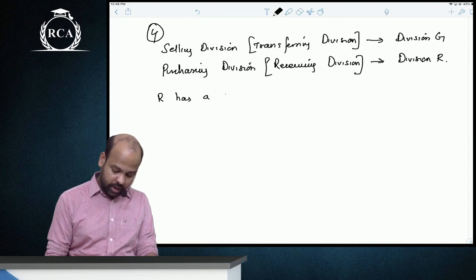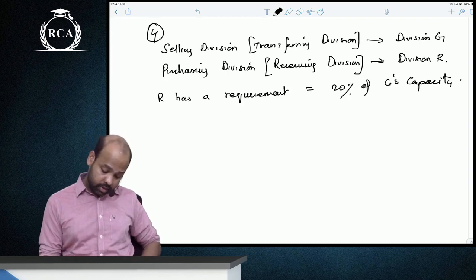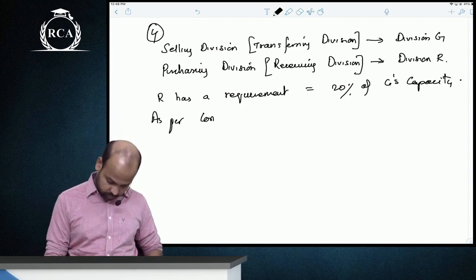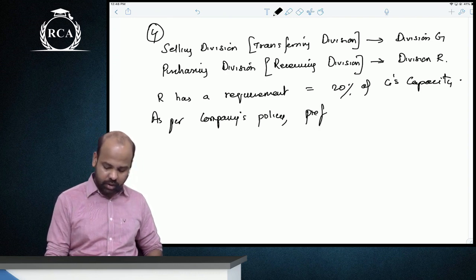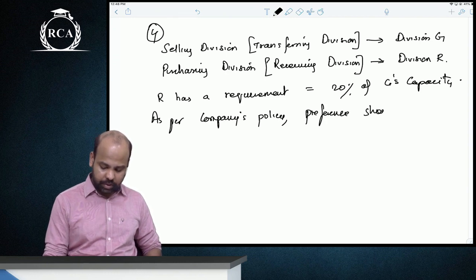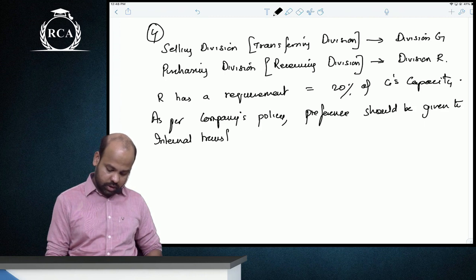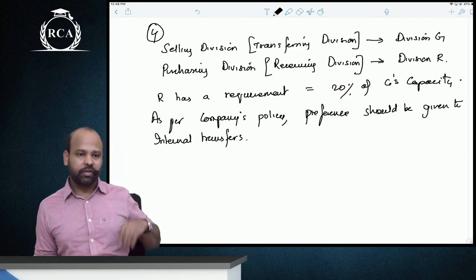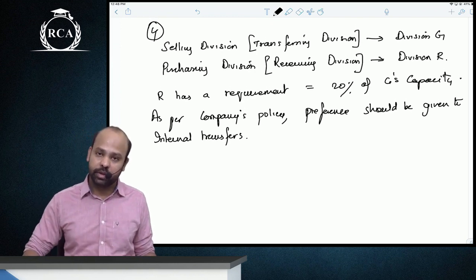R has a requirement equal to 20% of G's capacity. I'm just writing the given information, guys. As per company's policy, preference should be given to internal transfers. We should always give preference to internal transfers as per the policy of the company, guys.